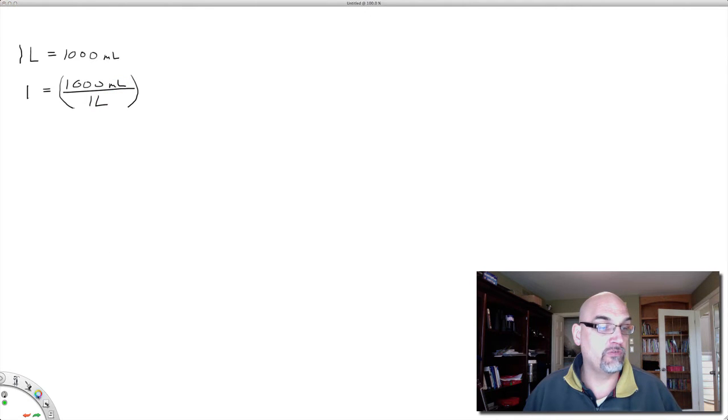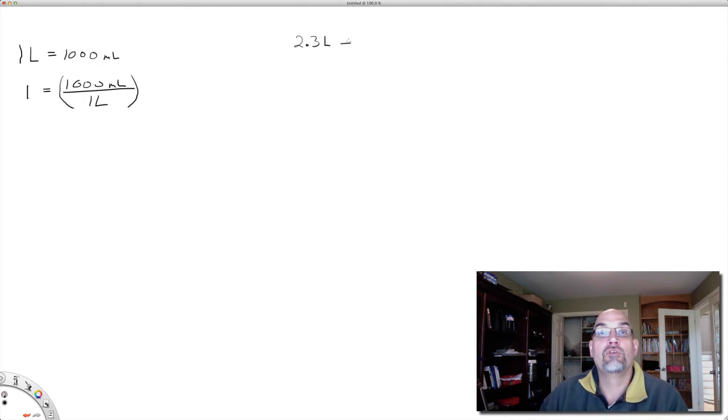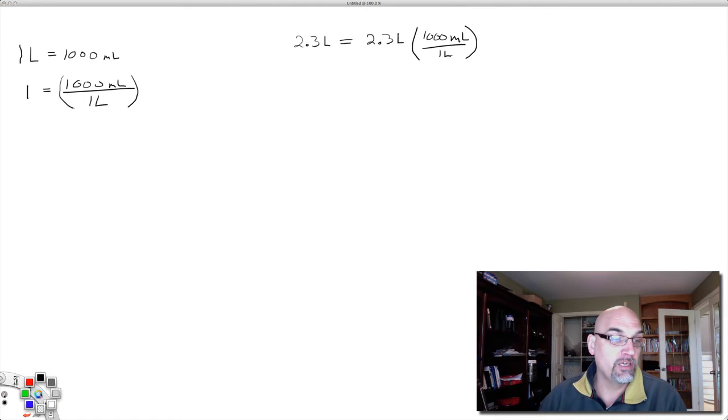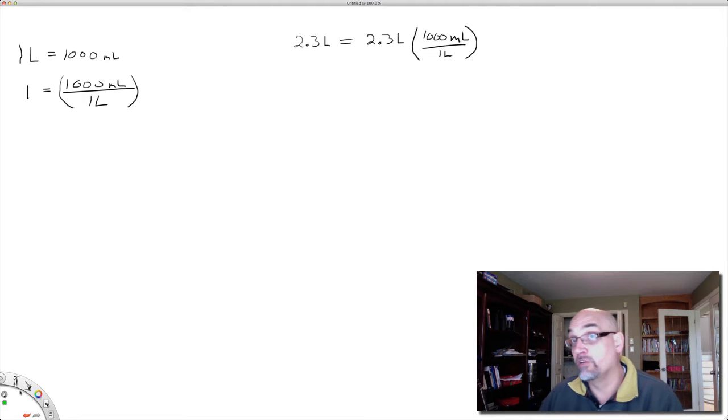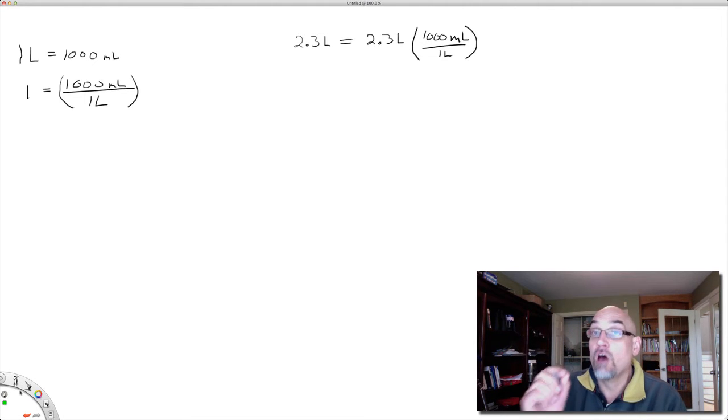So for instance, if I have say 2.3 liters, and I want to convert that to milliliters. Well, I'm going to say 2.3 liters times 1,000 milliliters over 1 liter. Now, I know that normally, to go from liters to milliliters, you multiply by 1,000. I'm including the units here because I want you to see exactly what I'm doing.